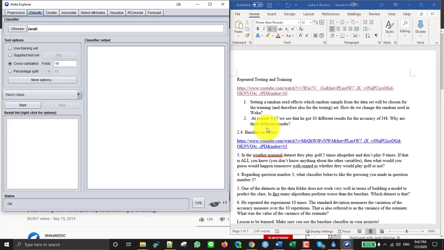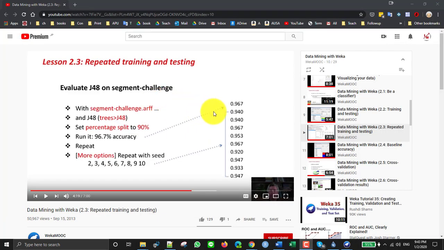Number 2, at minute 4:17, we see that you got 10 different results for the accuracy of J48. Why are there different results? You can see there are 10 different results here. What he did is he just changed the seed and repeated the training, so each time he gets a different accuracy.